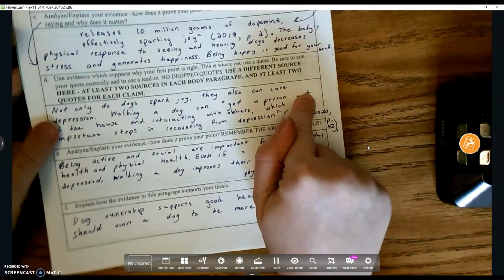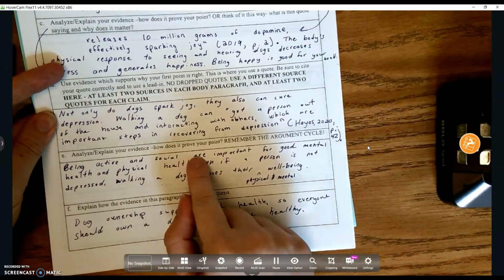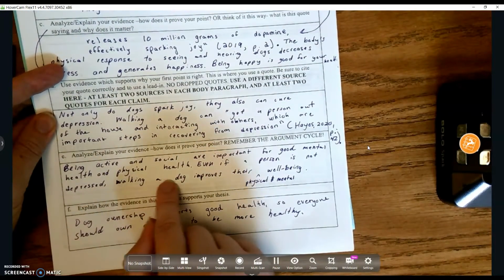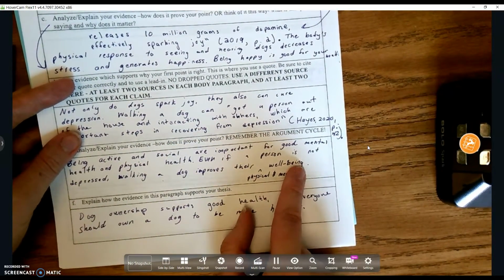And so again, every time I use a quote, I've got to explain what the quote does and why it matters. Being active and social are important for good mental health and physical health. Even if a person is not depressed, walking a dog improves their physical and mental well-being.